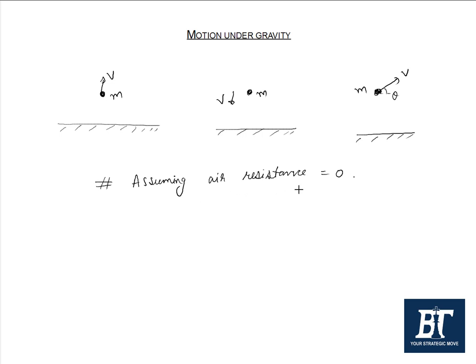Since we have already assumed air resistance to be equal to 0, in all these cases the force that will act on this body of mass m will be due to gravity only, and its magnitude will be mg and direction will be vertically downwards. So force that will act on these bodies is mg and its direction is vertically downwards.